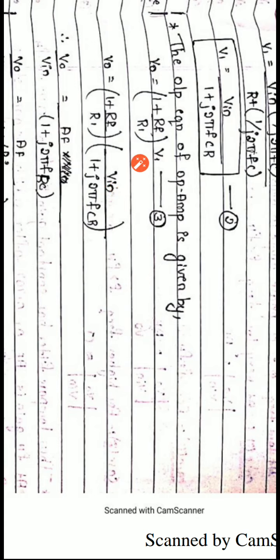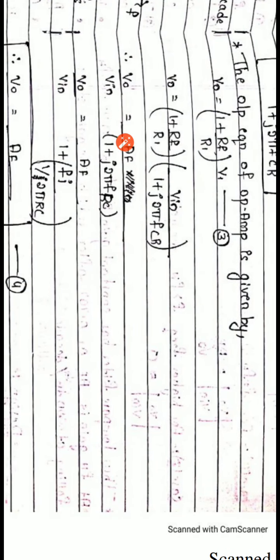Now the output equation for the op-amp is given by V0 equals 1 plus RF by R1 into V1, because it is a non-inverting configuration. So this is the output voltage of that configuration. Now we know the value of V1 is this value. If I substitute this in the expression, we get V0 equals 1 plus RF by R1 into Vin divided by 1 plus j into 2 pi Fc into R.